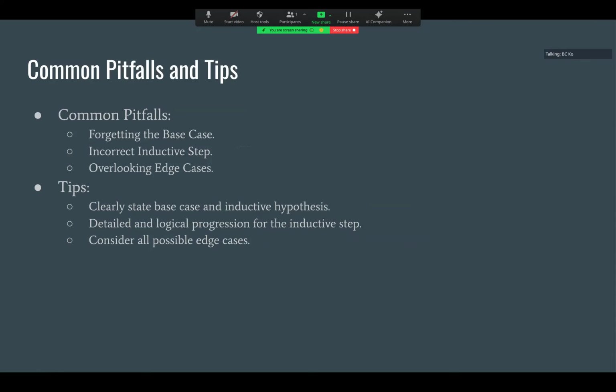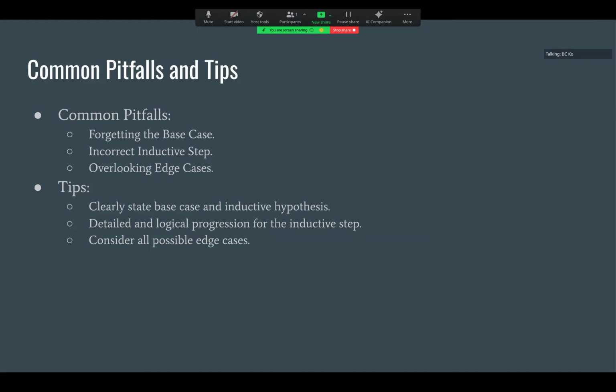Common pitfalls and tips. When using induction, there are common pitfalls that you want to be aware of. One major pitfall would be forgetting the base case, which is important for the foundation of the proof. Another is making errors in the inductive step, where the logic must follow correctly from the inductive hypothesis. And you also need to consider edge cases, since overlooking edge cases can also lead to incorrect conclusions.